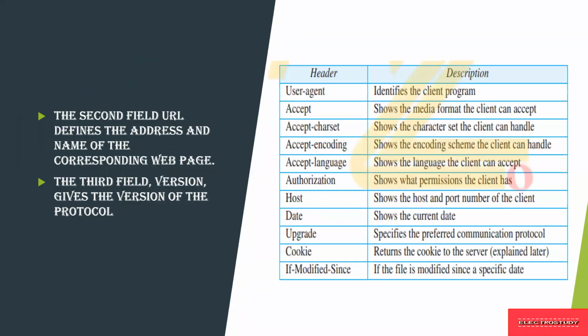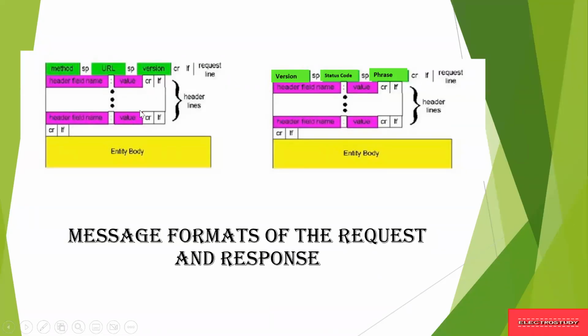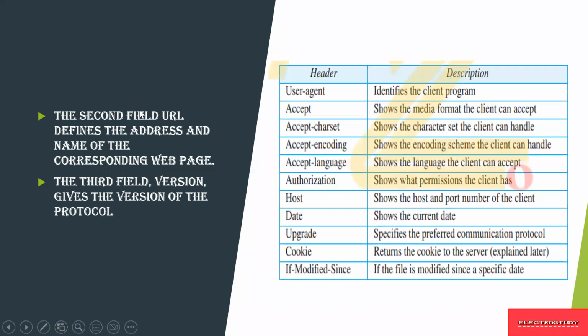So next is the header files that we are using. We have seen the URL and the third field, version. Now you will be seeing the header files. Header files are nothing but there are different headers: user agent, accept character set, accept encoding, accept language, authorization, host. So n number of headers you have, n number of header names you have.